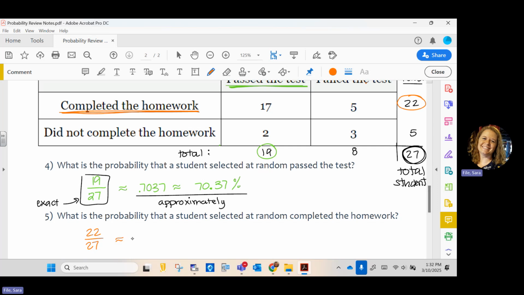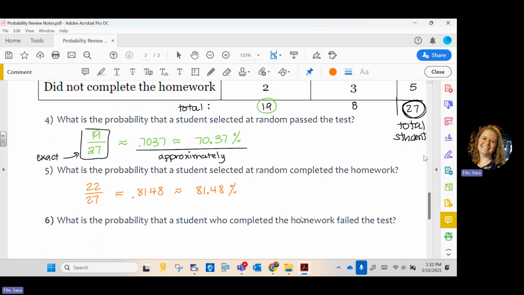If we were to divide that, 22 out of 27, we get 0.8148 if I'm rounding, which would be approximately 81.48%. So about 81% of the class did the homework and about 70% passed the test.